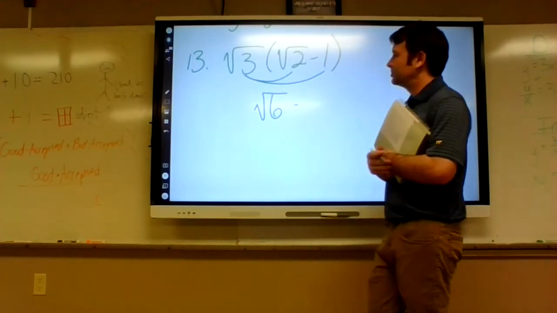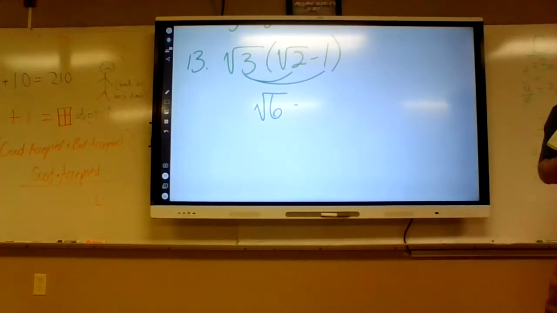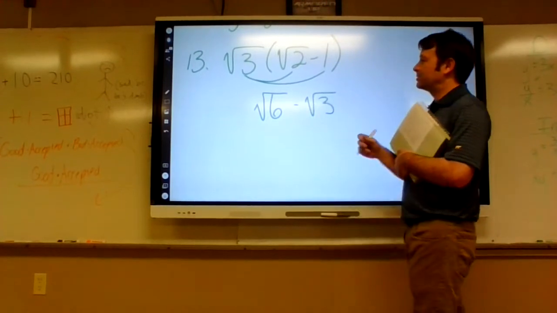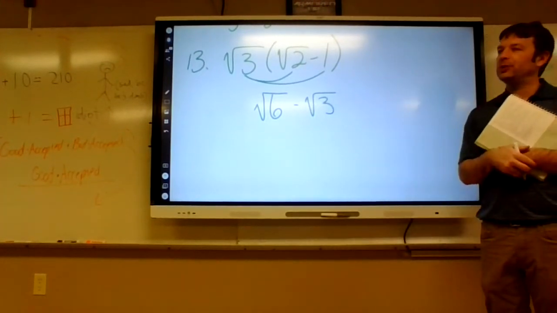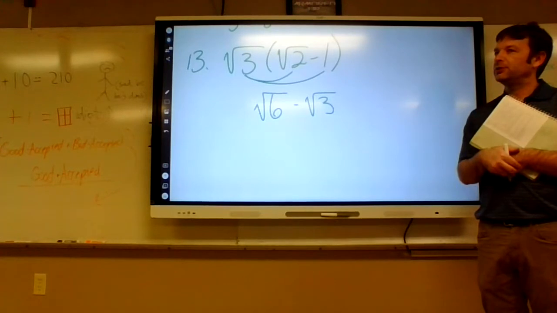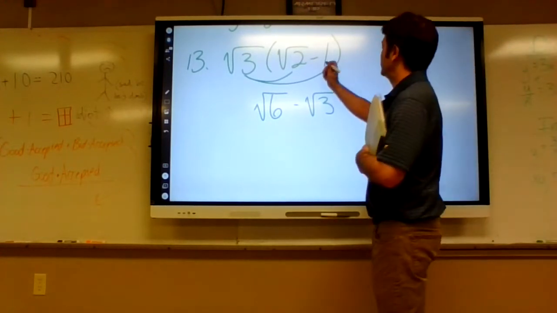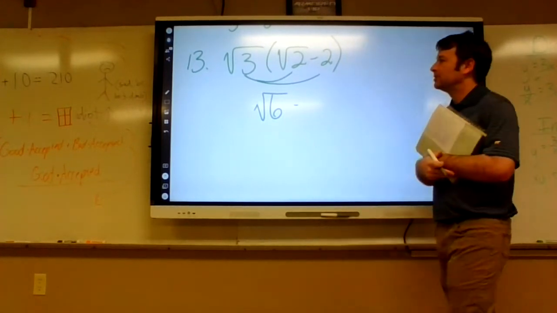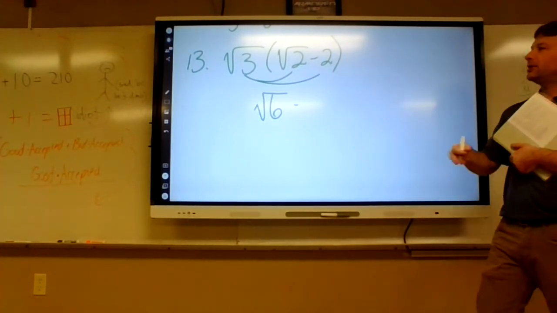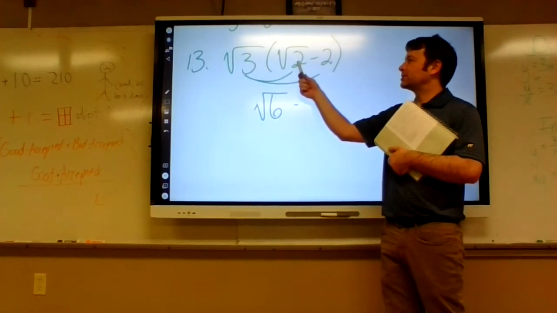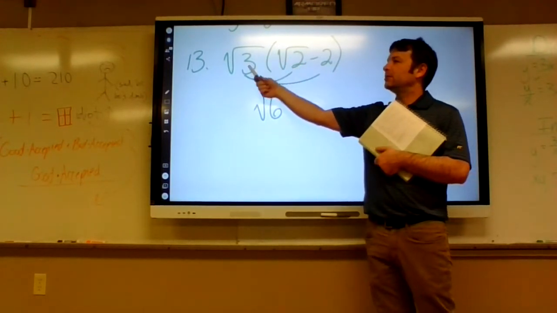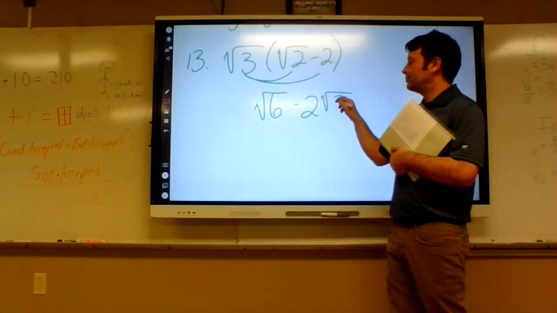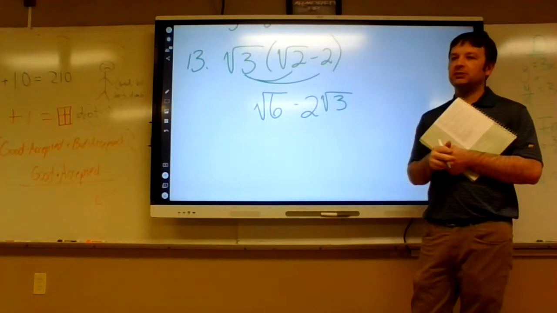Minus square root of 3. What's square root of 3 times 1? Square root of 3. What if it was square root of 3 times 2? What would we have put? Let me change the problem a little bit. What if it said that instead? Square root of 6. Okay. What's 2 times square root of 3? Doesn't simplify, so we would just do that. 2 times square root of 3.